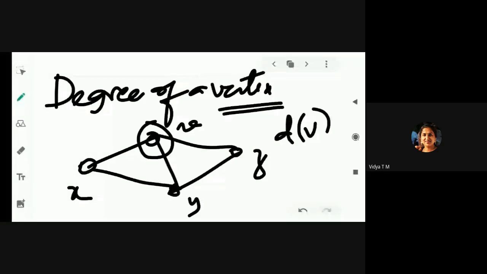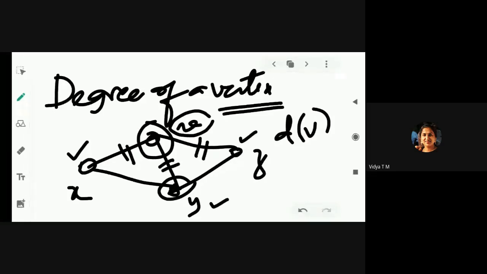Here is an edge with the other end vertex X. Here is another edge incident with V, but the other end vertex is Z. Then this one is another edge having the other end vertex Y. So totally there are 3 edges incident at V. This is the terminology we use: incident at V. So the degree of the vertex V is 3. The degree of the vertex X is 2, the degree of the vertex Y is 3, and the degree of the vertex Z is 2. So degree is an important aspect in graph theory.